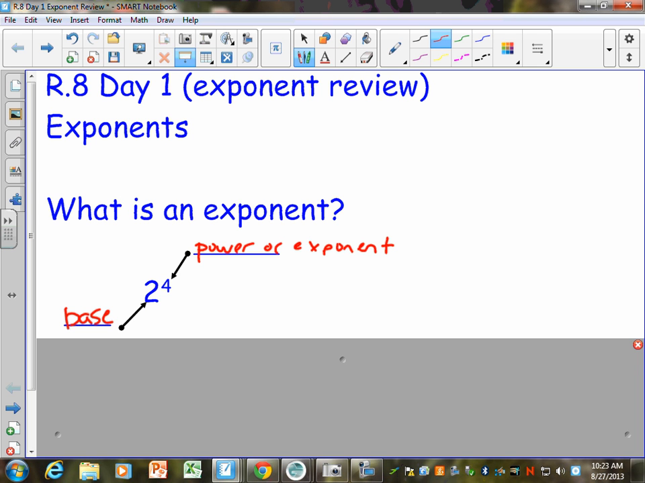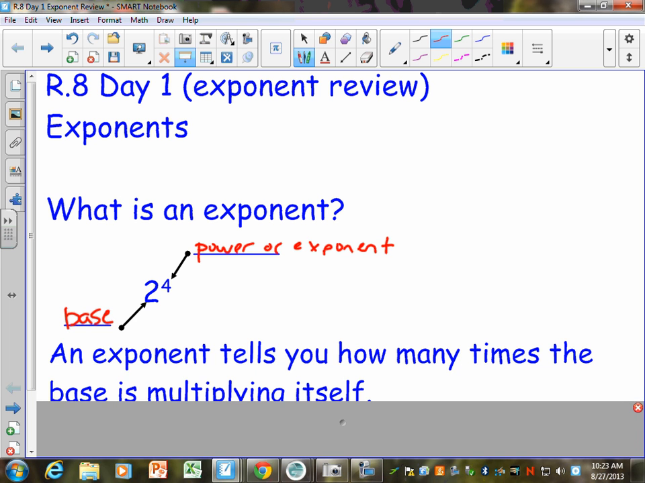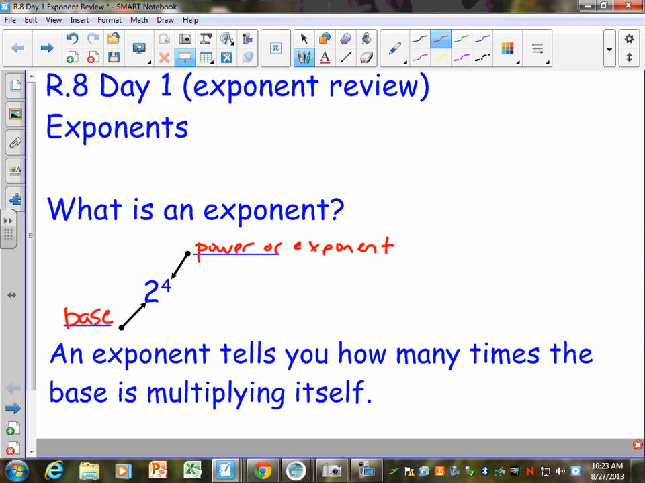And you've been doing these for a while, at least since junior high school, when you were shown exponents. That 2 to the 4th power does not mean 2 times 4. It means 2 times itself 4 times, right? It tells you how many times the base is multiplying by itself. So this is the same as saying 2 times 2 times 2 times 2. You know that problem right now.